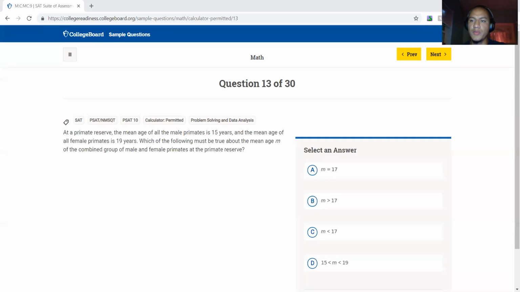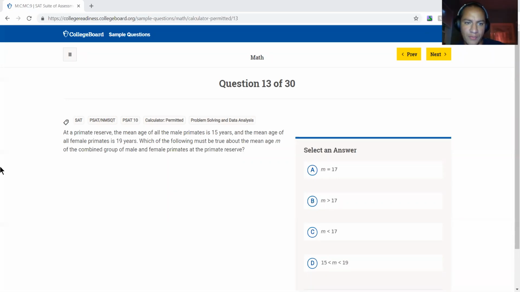In my opinion, data analysis is the easiest topic to go over, even easier than tables or linear equations. Still, you must pay attention to some details.